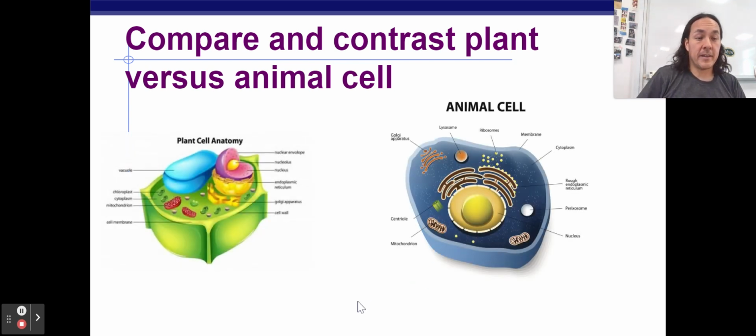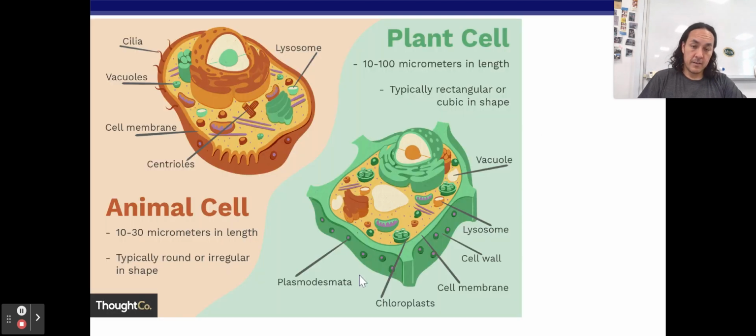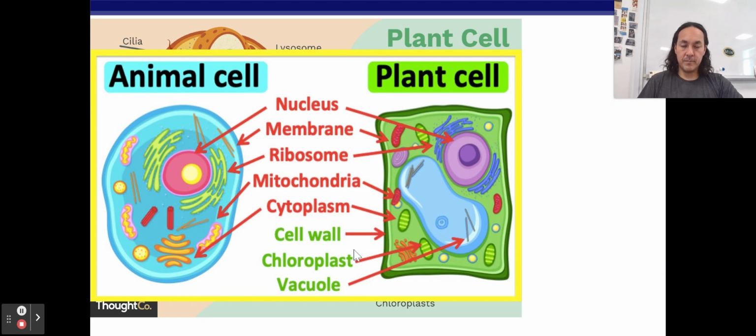So can you compare and contrast plant and animal cells? So both of them have nuclei. They both have a nucleus. They both have endoplasmic reticulums. They both have mitochondria. But the plant cell has a couple things that the animal cell doesn't, like a cell wall to help maintain its shape. And it's going to have chloroplasts that enable it to do photosynthesis. It'll also have a much larger vacuole that can store water.